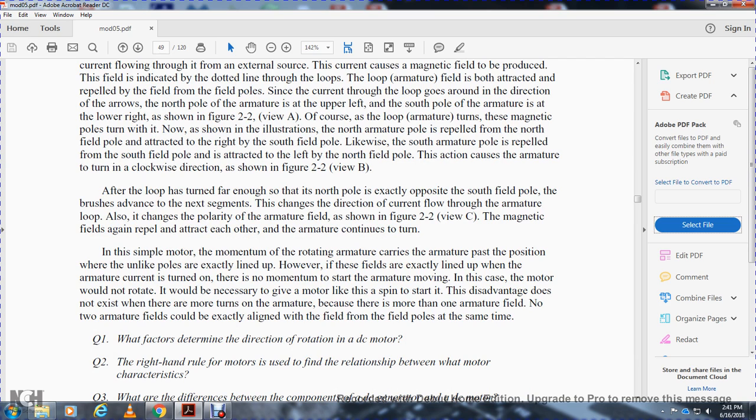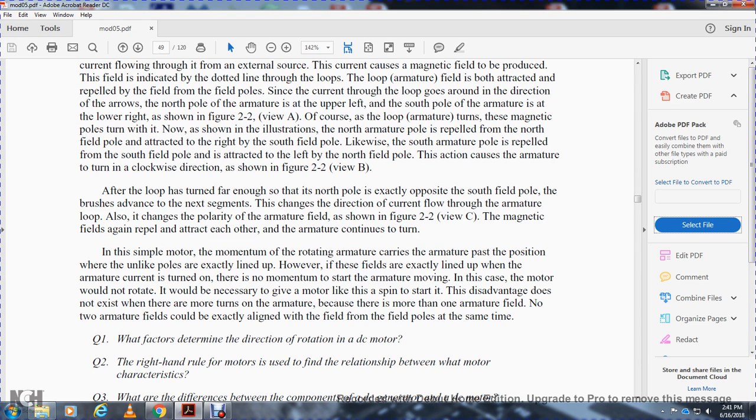After the loop has turned far enough to the north pole, exactly opposite of the south field pole, the brushes advance to the next segment. They change the direction of the current flow through the armature loops. That has changed the polarity of the armature field, shown in figure 2.2, view C. The magnetic field again repels, and the armature continues to turn.